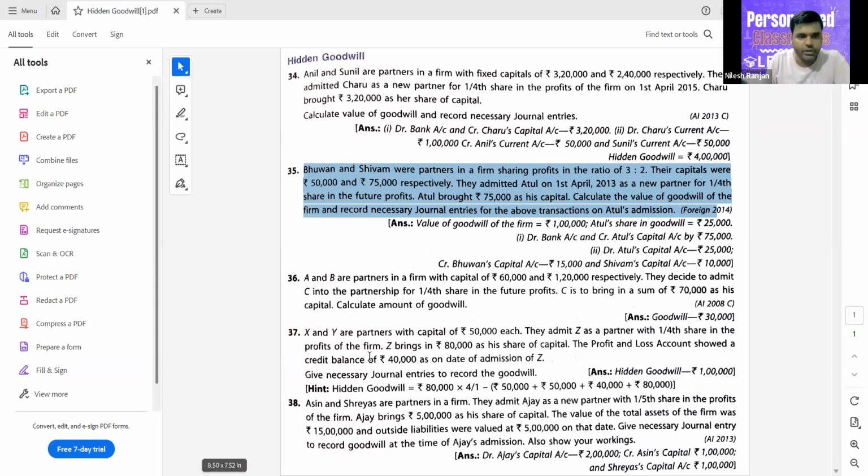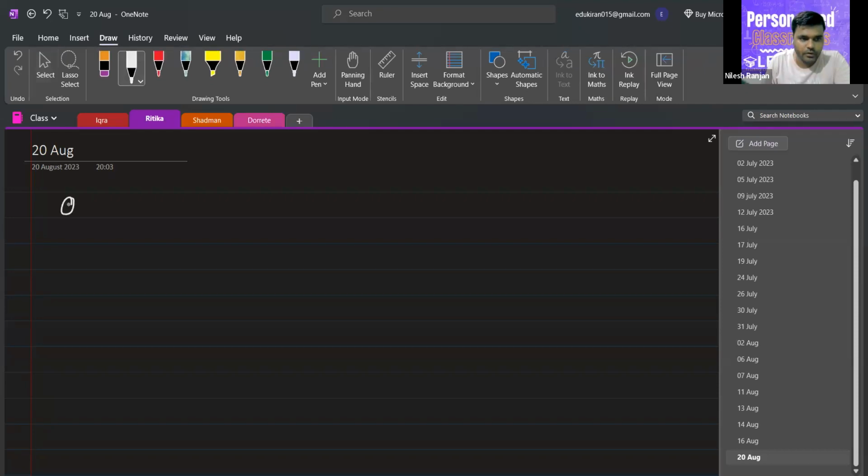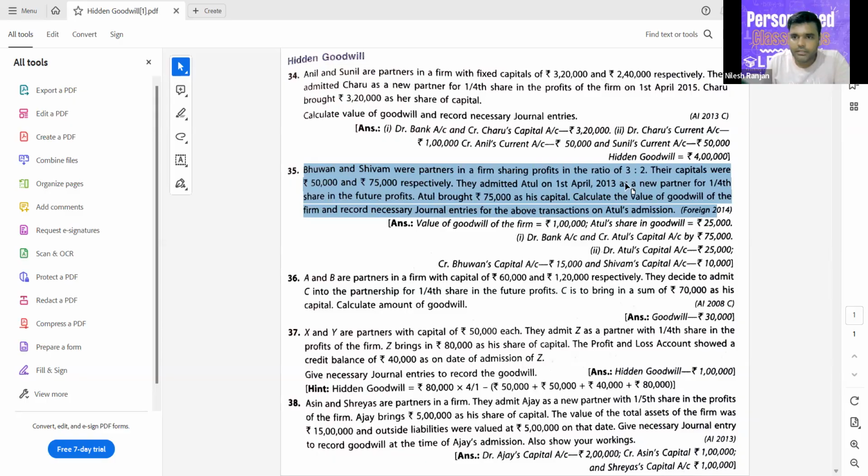So their old profit sharing ratio is 3:2, and their capitals are 50,000 and 75,000. They admitted Atul on 1st April 2013 as a new partner for 1/4 share in the future profits. Atul brought 75,000 as his capital. Find the value of goodwill of the firm and record the necessary journal entry on Atul's admission. So in this question, what will be the sacrificing ratio? Can you tell me?